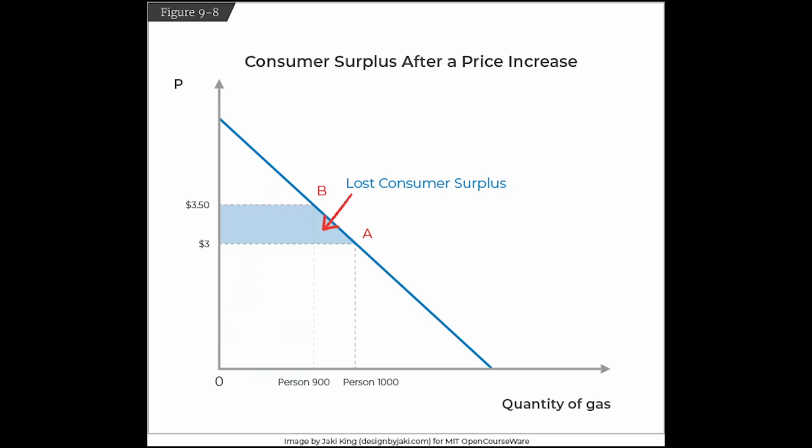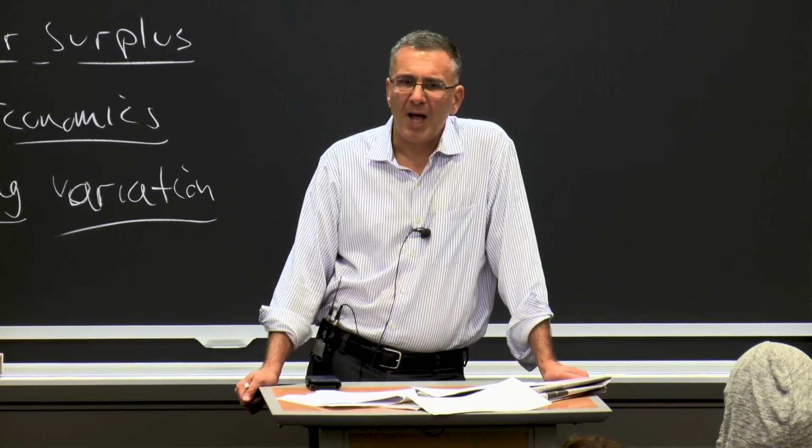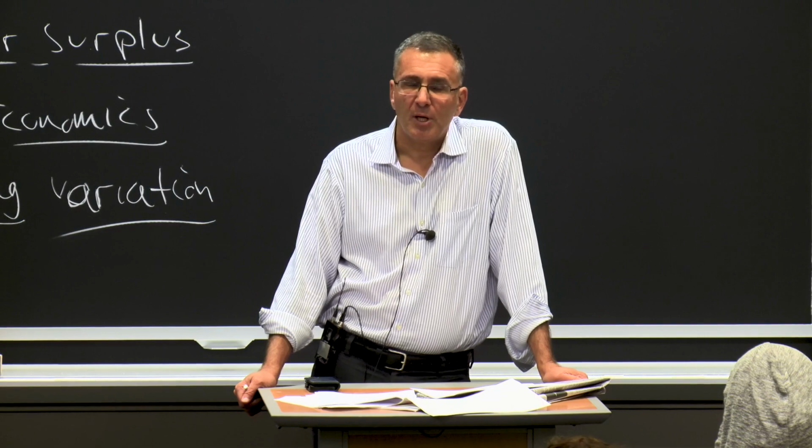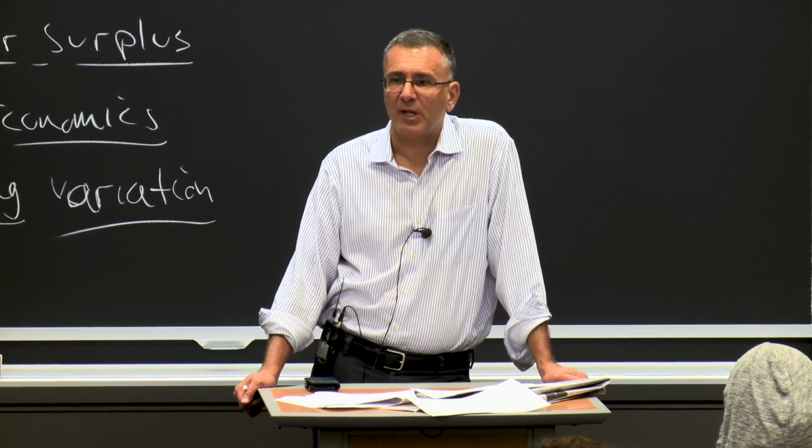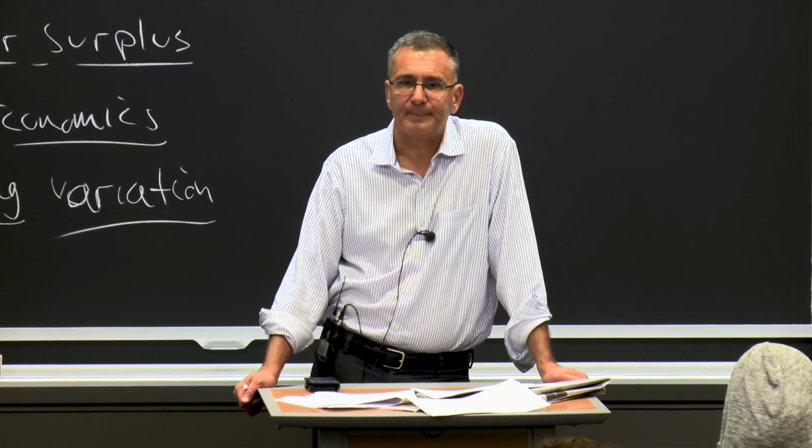What you've lost is the trapezoid that on the y-axis goes between 3 and 3.50, and then along the line goes from A to B. You've lost that trapezoid. Why is the lost consumer surplus a trapezoid? Because two things have happened. What are the two things that have happened that have reduced your consumer surplus?